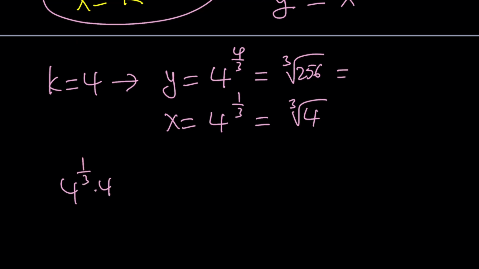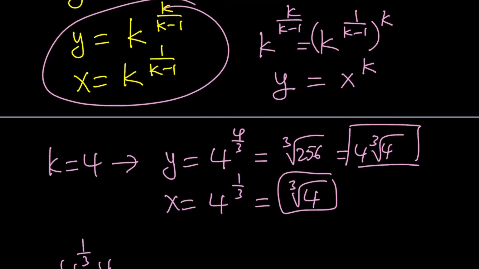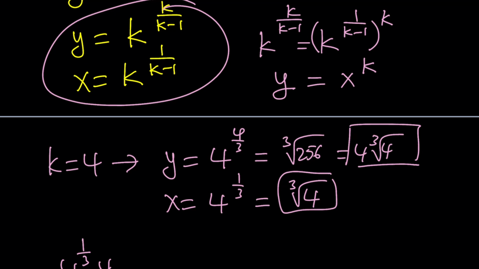So this is equal to 4 times cube root of 4. And of course, this is x. And as you notice, since k is equal to 4, y is going to be 4 times x, because y is equal to k times x. Make sense? Okay, so that's pretty much what the solutions look like, right?